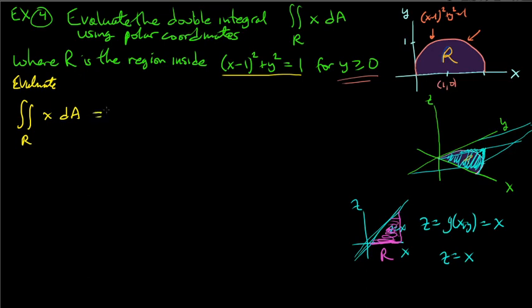All right, so the first thing we need to do here is remember that x is r times cosine of theta, and dA is r times dr d theta.